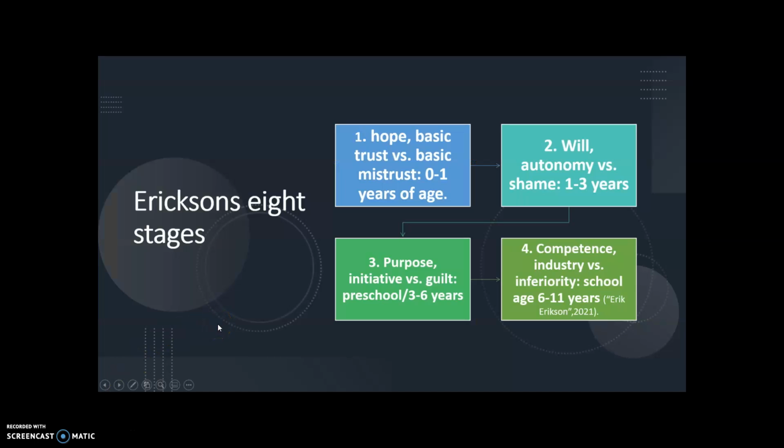Erikson's 8 stages were: number 1, hope, basic trust versus basic mistrust, which was from ages newborn to 1. And number 2, will and autonomy versus shame, which was 1 to 3 years of age. Number 3, purpose and initiative versus guilt, which was preschool age, 3 to 6 years. 4, competence, industry versus inferiority, which was around the school ages of 6 to 11 years.